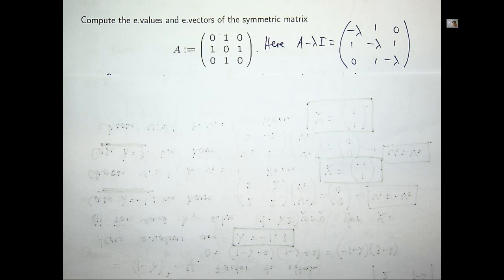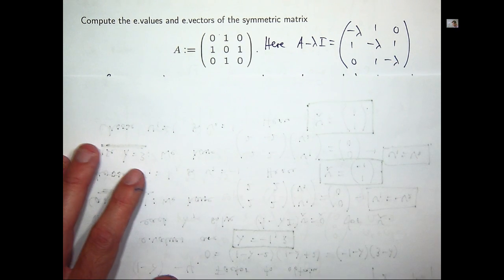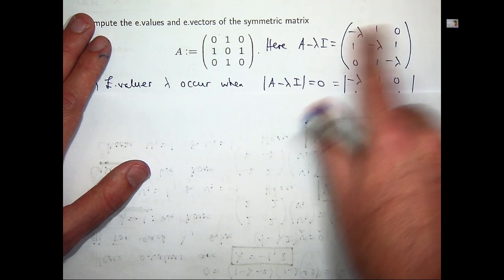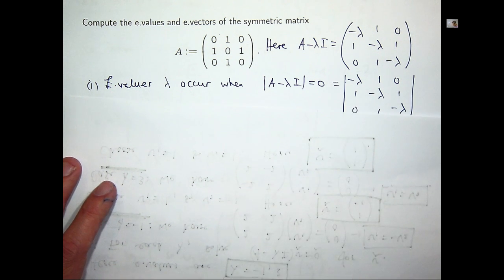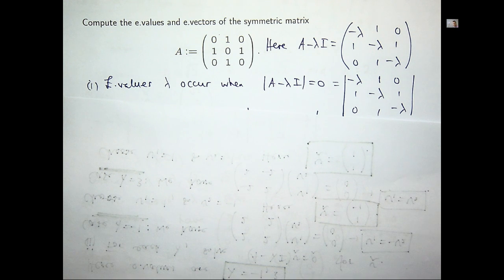So here we've got a symmetric matrix. We're asked to compute the eigenvalues and the eigenvectors associated with A. So let's write down the coefficient matrix, A minus lambda I. We get this. And we want to look for the values of lambda such that this matrix doesn't have an inverse. In other words, when the determinant's 0. So we need to compute the determinant of a 3 by 3 matrix.